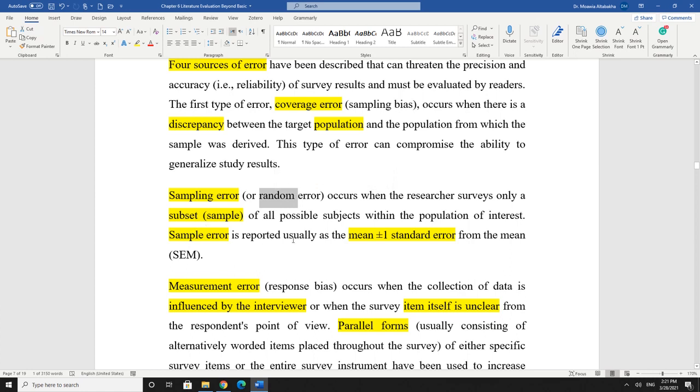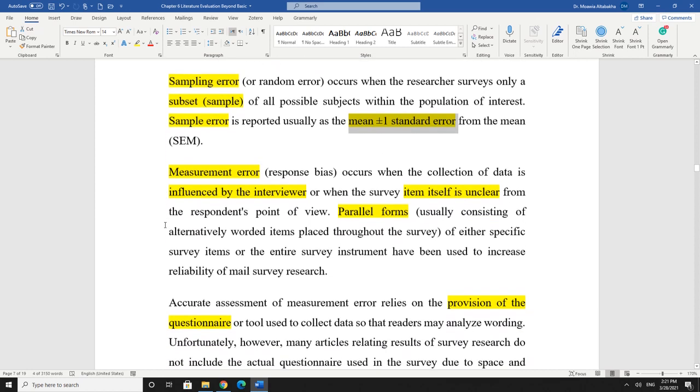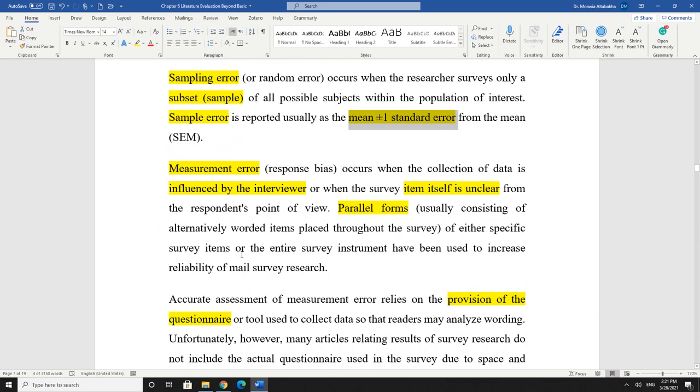And usually to decrease it, you need to increase your sample size. And usually they report sampling error by the mean plus or minus 1 standard error, SEM, the standard error of the mean.